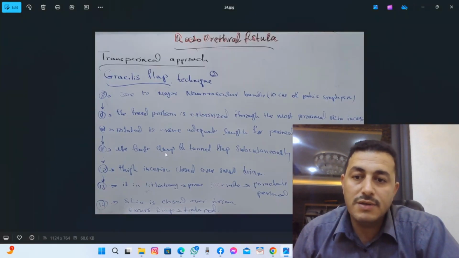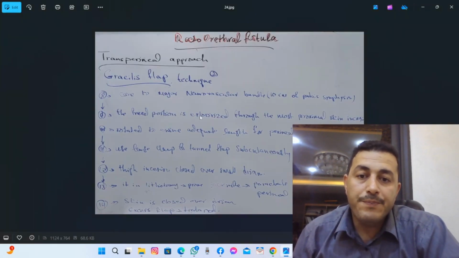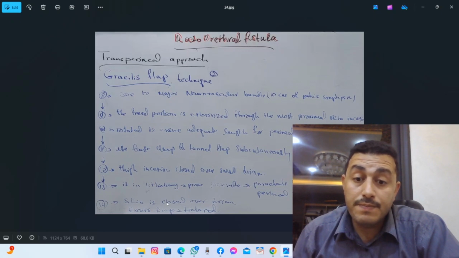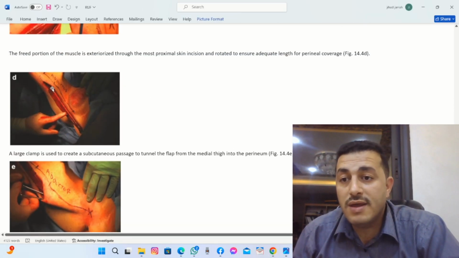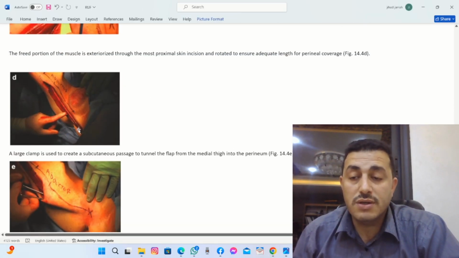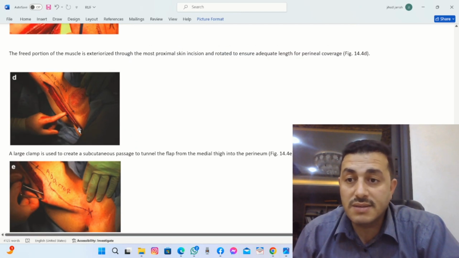Let's continue. The muscle is rotated until it reaches the perineal region. We use a clamp, okay. Of course, we close this skin, we close this incision. Again, I don't know why they opened the three incisions. It's not a must.